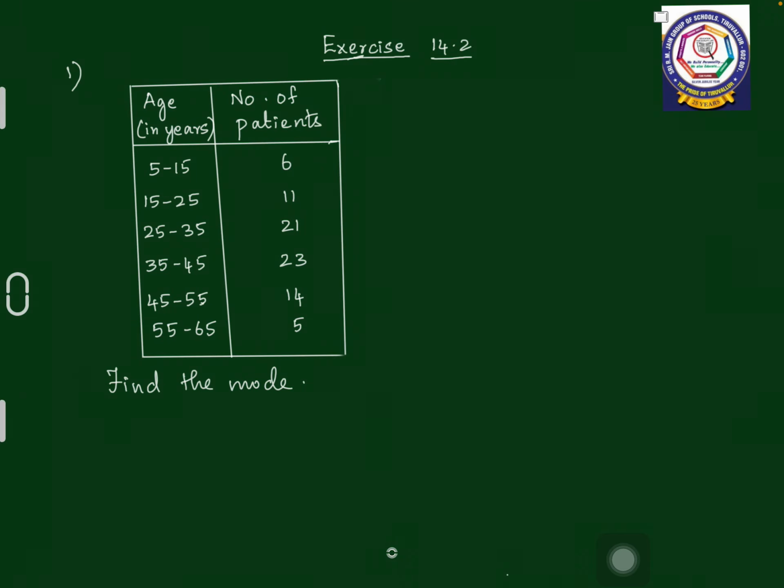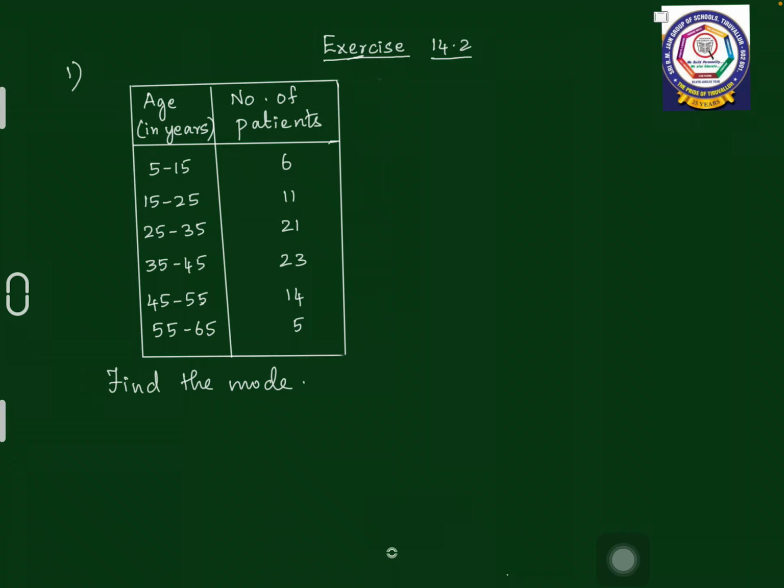Let us see how to find the mode of the grouped data. Exercise 14.2, first question: they have given you the age of the patients and the number of patients admitted in a hospital. Age between 5 to 15 there are 6 patients, 15 to 25 there are 11 patients, 25 to 35 there are 21 patients, 35 to 45 there are 23 patients, 45 to 55 there are 14 patients, and 55 to 65 there are 5 patients. You have to find the mode of this given data.